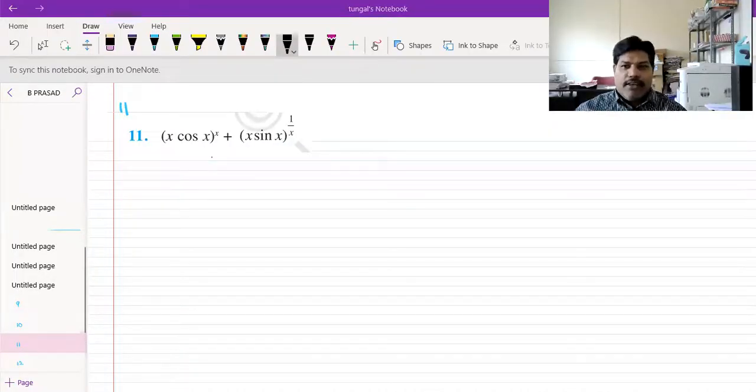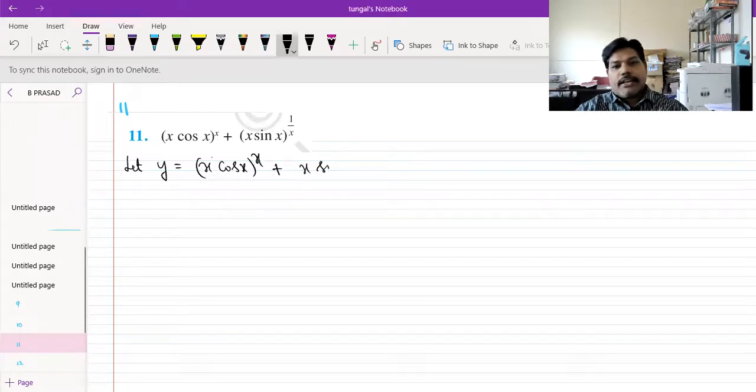See question number 11. What is question number 11? (x cos x) whole power x plus (x sin x) whole power 1 by x. Big question that one, students. So see that one carefully. First, let y is equal to (x cos x) whole power x plus (x sin x) whole power 1 by x.